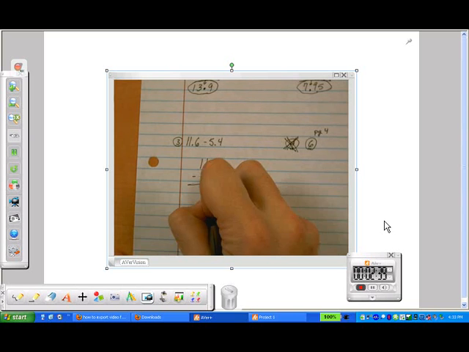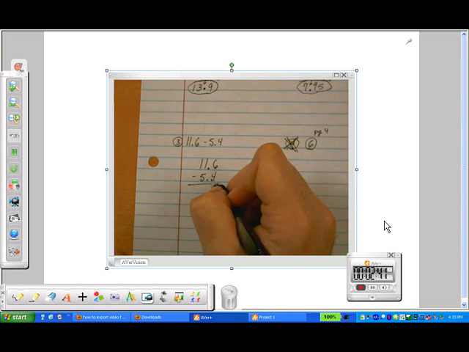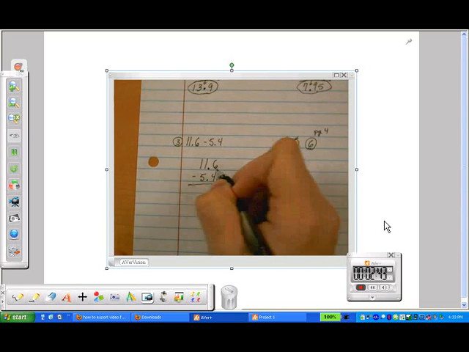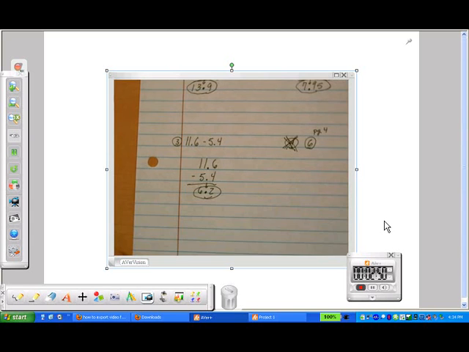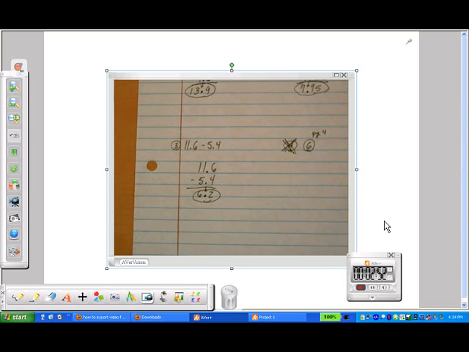If I subtract here, 6 minus 4 is 2. 1 minus 5, I can't do that, so I need to use the whole thing there. That's going to be 11 minus 5 is 6. Bring my decimal down. That's 6 and 2/10.